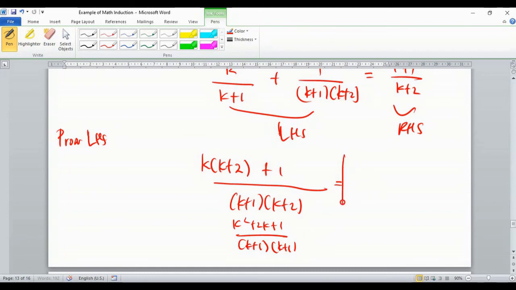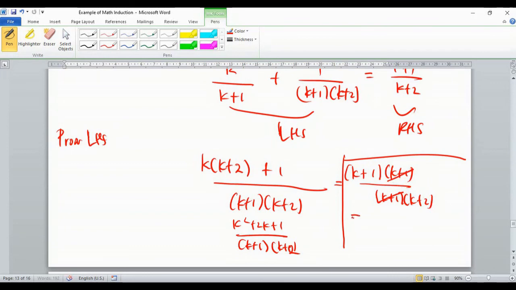Okay, because the space is not enough, let me factorize it. (k plus 1) squared over (k plus 1)(k plus 2). We can cancel on both sides. So the result is (k plus 1) over (k plus 2). So this one is the same as the right-hand side. So it's proven.